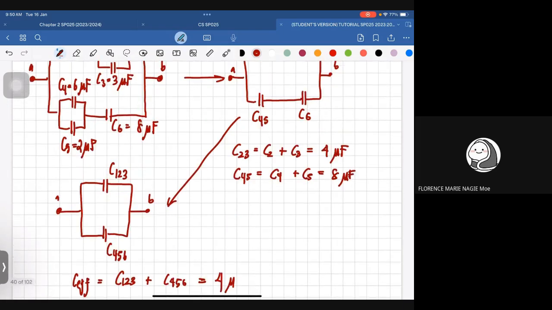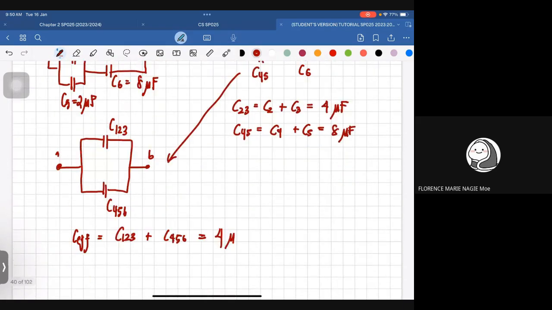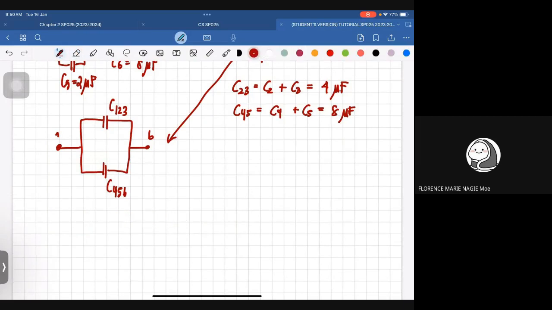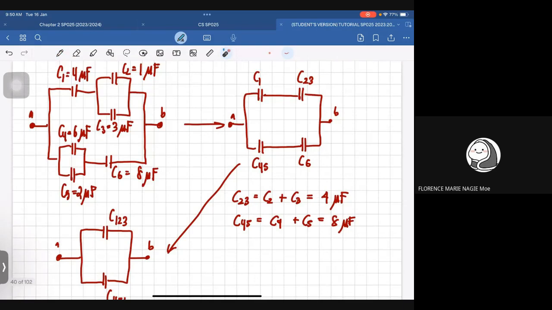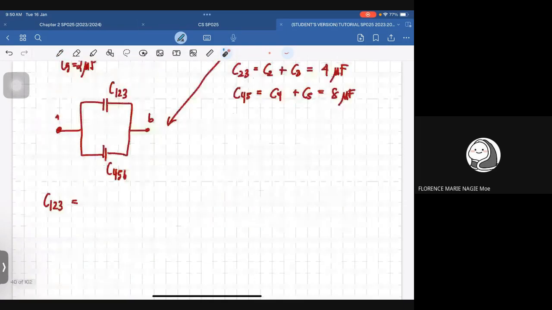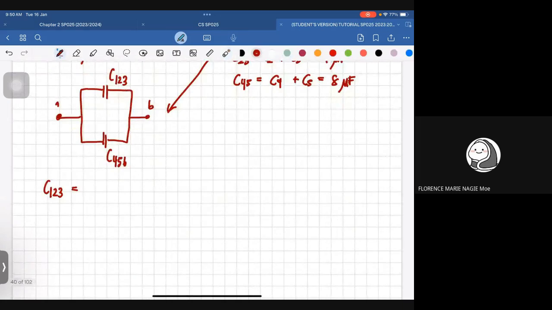Astaga, belum lagi. Sorry. C123 is in series, C456 is also in series. So maksudnya yang ini 1 over C1 plus 1 over C23 to the power of -1. So kamu akan dapat 2 microfarad.